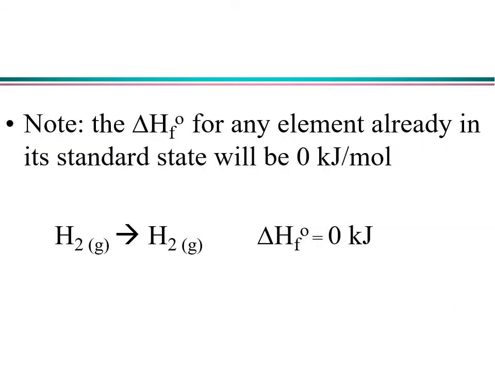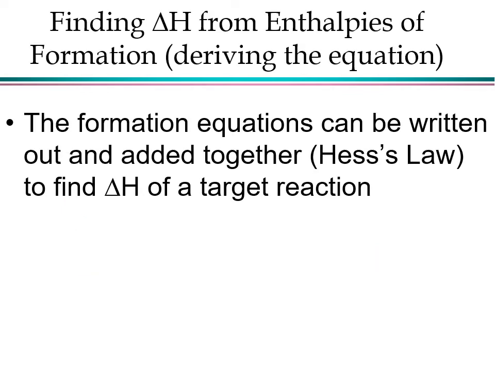And do note that if you have an element, essentially it's a formation equation, the process necessary to make it from its elements in their standard states would be the exact same thing. So obviously, to make an element in its standard state from elements in their standard states is not doing anything, and therefore the heat of formation would be 0. You're not actually doing anything. So why do we do this?